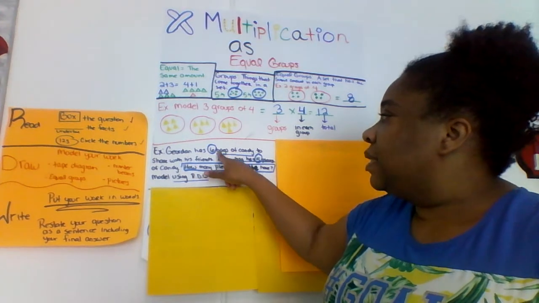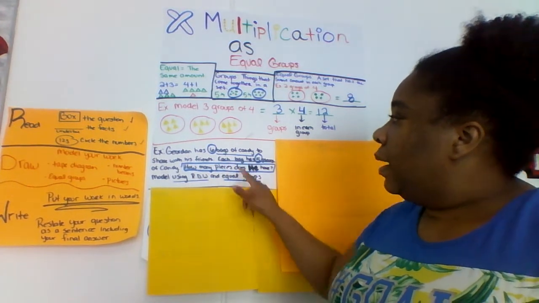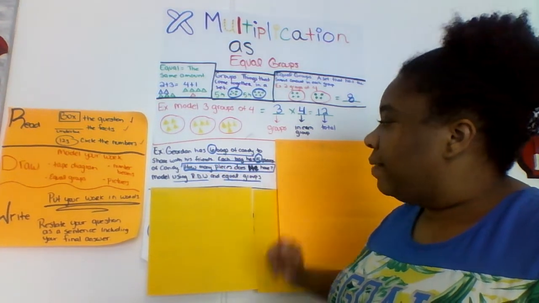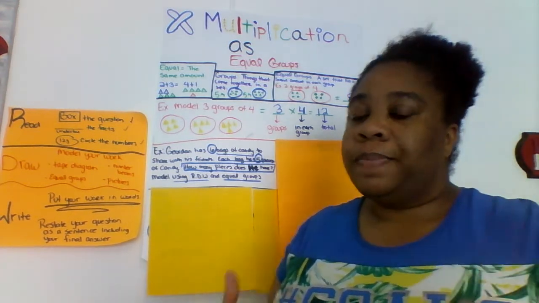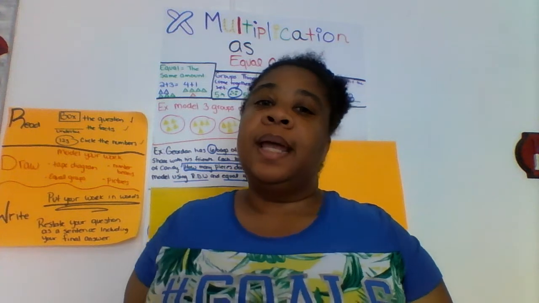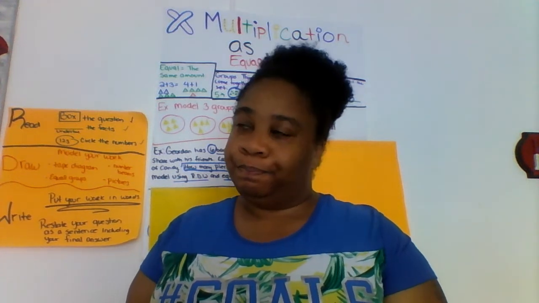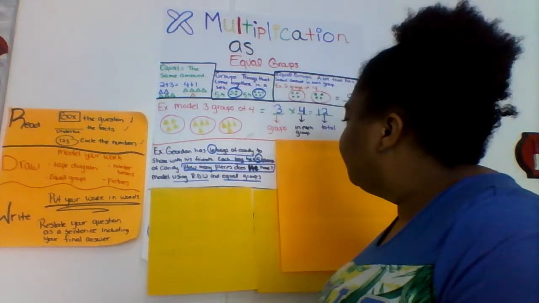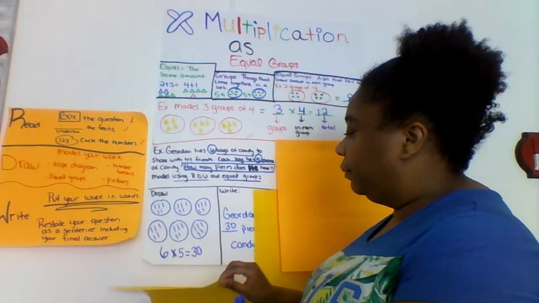Well, it says 6 bags of candy. Each bag has 5 pieces. So those bags represent my groups. So yes, I will have 6 groups. And there will be how many in each group? You guessed it, 5. Yep. Let's check my work.